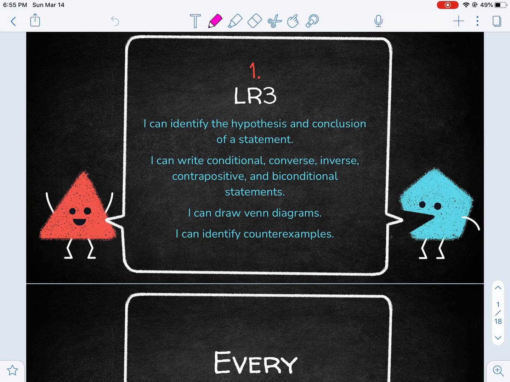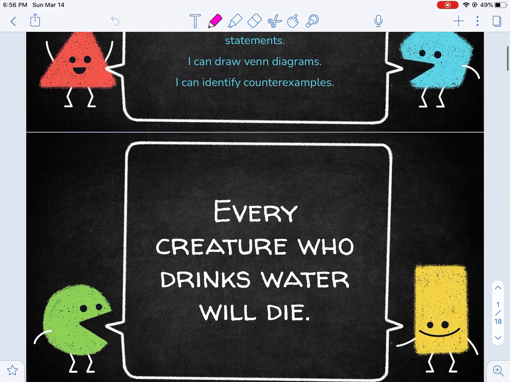On LR3-1, we'll identify the hypothesis and conclusion of statements. We'll write conditionals, converses, inverses, contrapositives, and biconditional statements, as well as draw Venn diagrams and identify counterexamples.